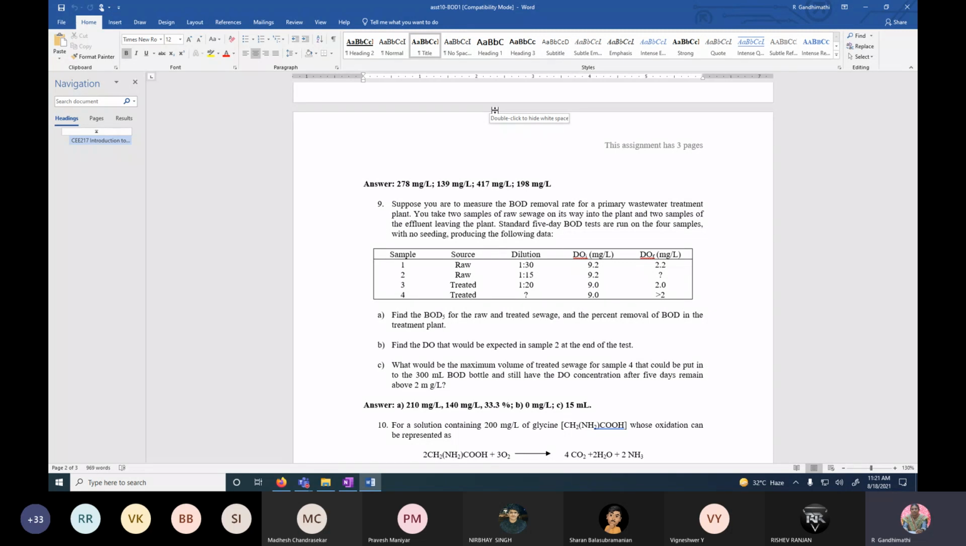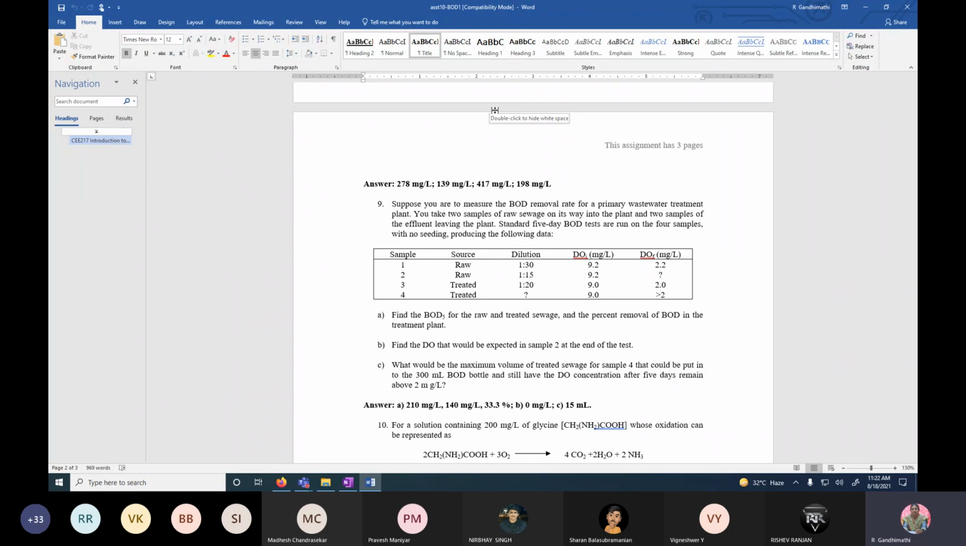Then for all the samples, they have given the initial DO and final DO. The initial DO is 9.2 for sample 1 and 2 and 9 milligram per liter for sample 3 and 4. Then for sample 1, the final DO is 2.2, but for sample 2, we have to find out the final DO. And for sample 3, the final DO is 2. And for sample 4, the final DO is greater than 2 milligram per liter.